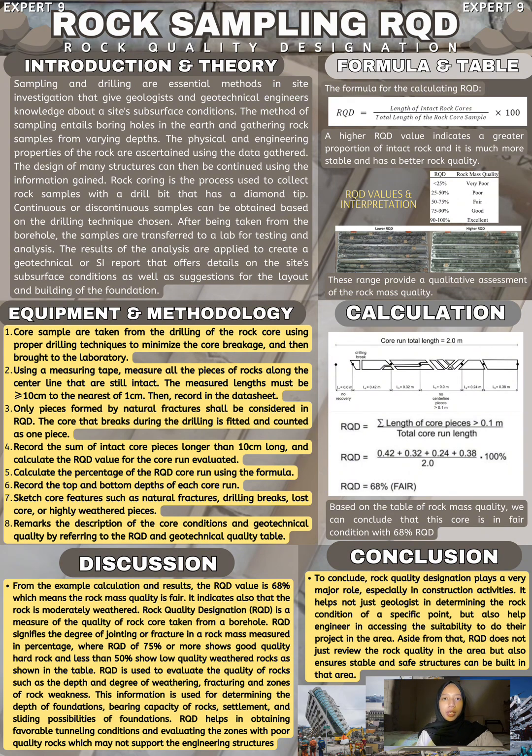RQD is used to evaluate the quality of rock, such as the depth and degree of weathering, fracturing, and zones of rock weakness. This information is used to determine the depth of foundation, bearing capacity of rock, settlement, and sliding possibilities of foundation. RQD helps in obtaining favorable tunneling conditions and evaluating the zones with poor quality rocks which may not support the engineered structure. Lastly, for the conclusion, rock quality designation plays a very major role, especially in construction activities.